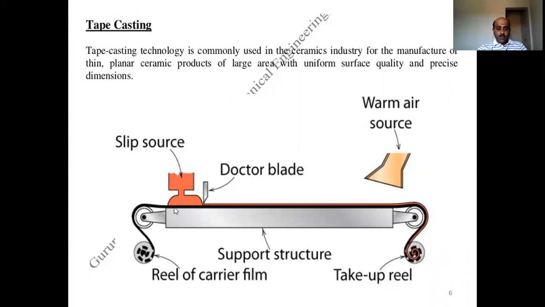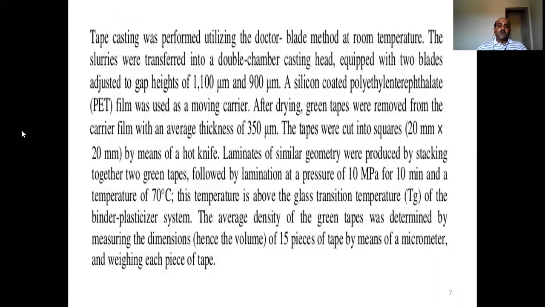This will keep on moving, and the slurries will be placed on it, and then warm air will go in for drying, and it will be taken up over here. You can see this take-up over here, right? So the silicone-coated polypropylene film was used as a moving carrier. After drying, green tapes were removed from the carrier film for thickness measurement, and the tapes were cut into squares of 20 by means of a hot knife.